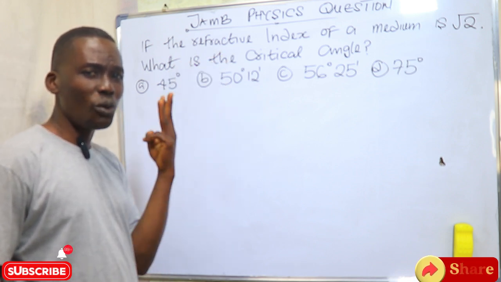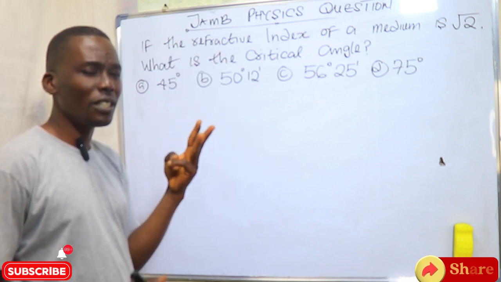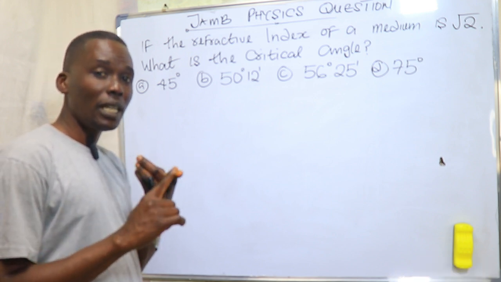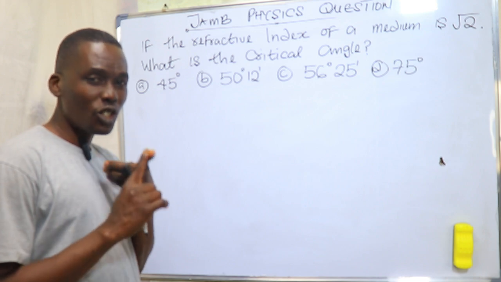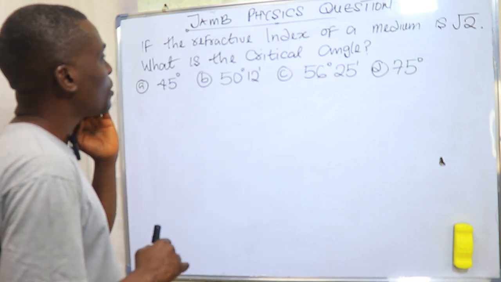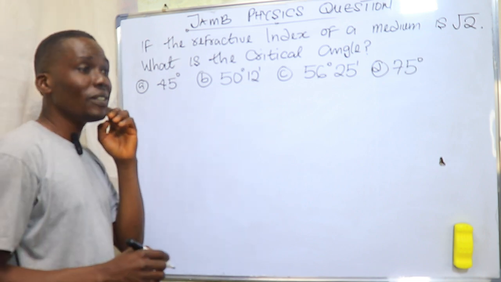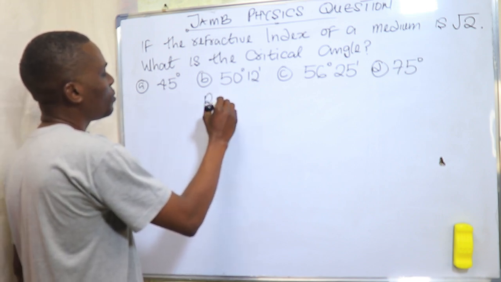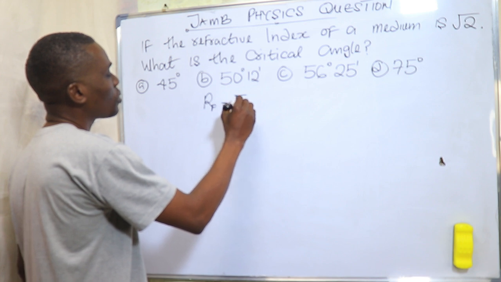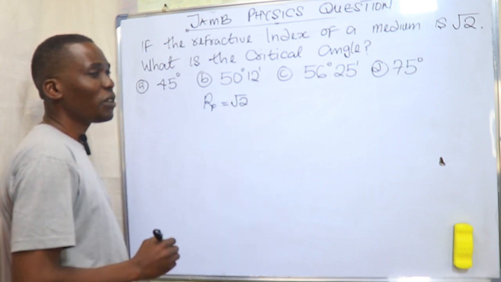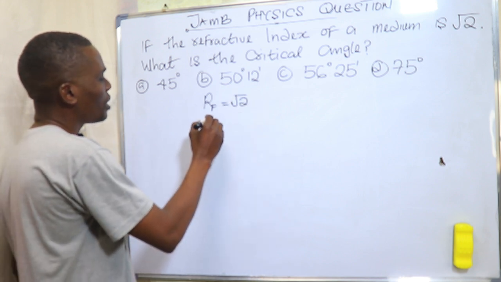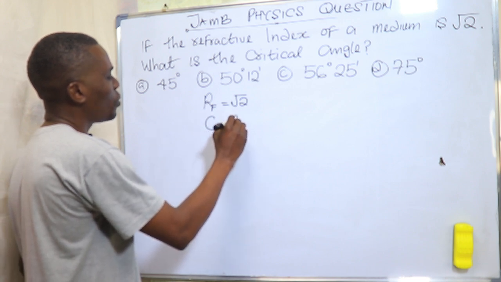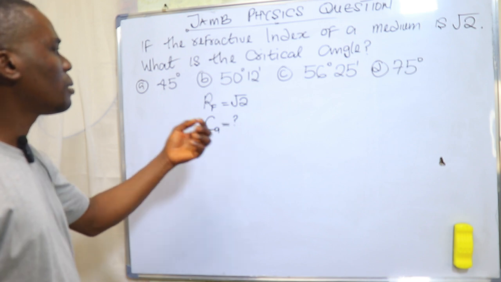Remember, if you dey solve physics, I always tell you make you think of 3 things. One, what they give me. Two, what I dey look for. And three, which formula I go use to solve it. Now the only thing they give us for this question is that the refractive index, we write it as n, is the square root of 2, and we will find the critical angle. The critical angle we represent as C. Critical angle C, we no know what it is, so that is what we will find.